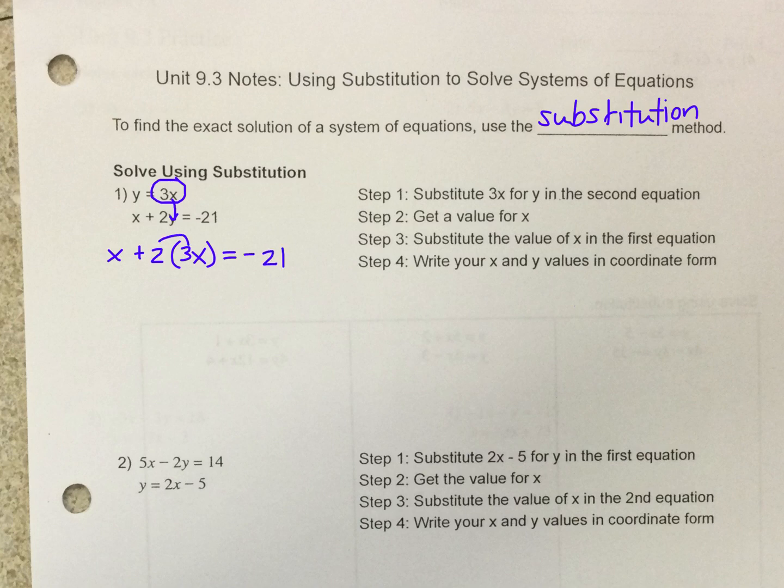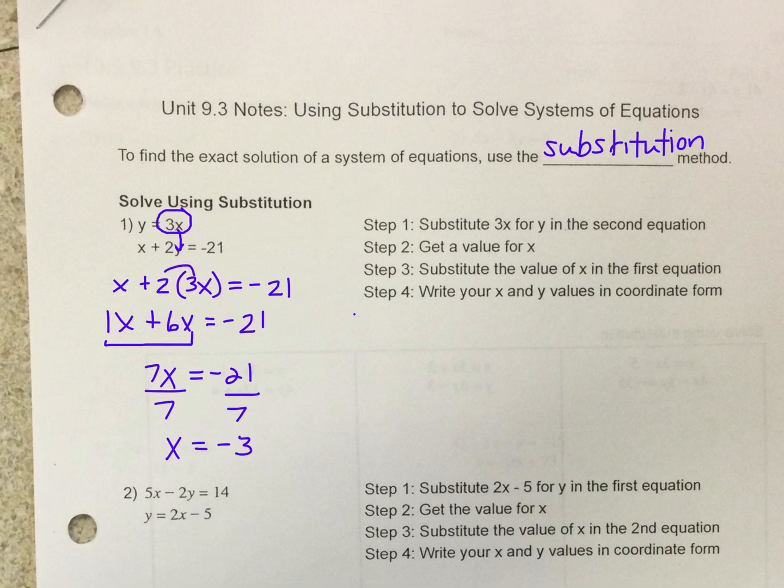2 times 3x is 6x, so x plus 6x equals negative 21. 1 plus 6, I just do that regular. 1 plus 6 is 7x equals negative 21. I'm going to divide both sides by 7, and I get x equals negative 3.